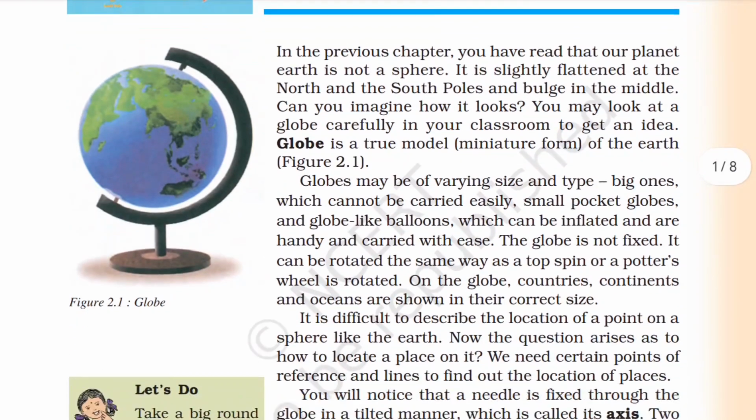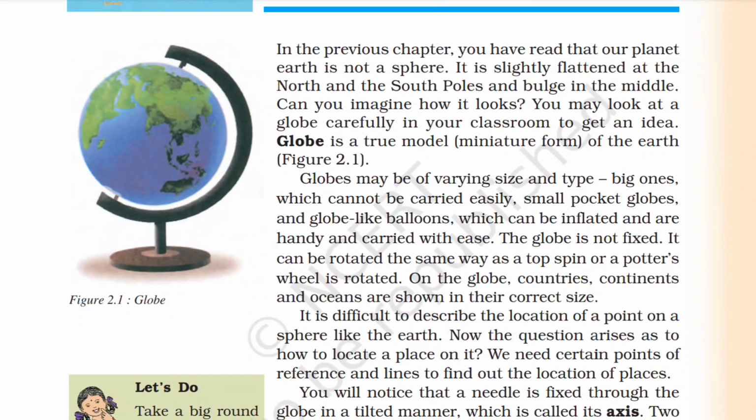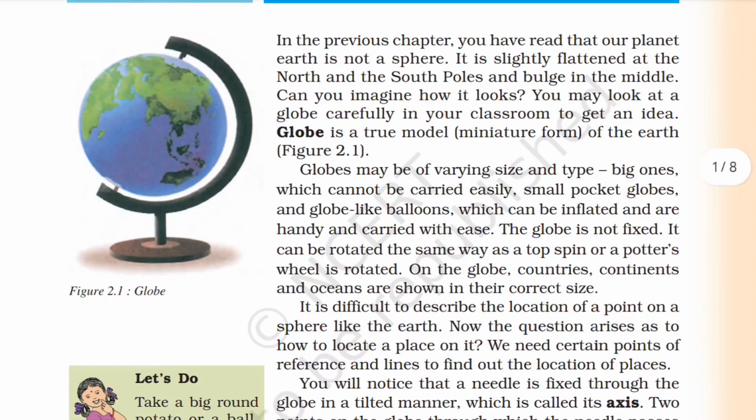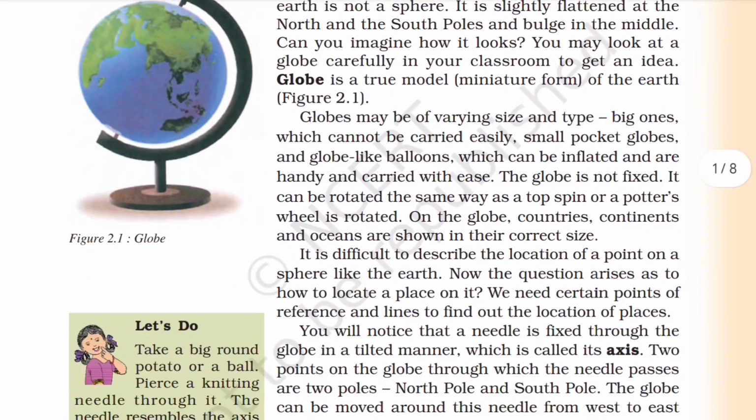Globes may be of varying size and type. Big ones which cannot be carried easily, small pocket globes, and globe-like balloons which can be inflated, are handy and carried with ease. The globe is not fixed, it can be rotated the same way as a top spin or potter's wheel is rotated. On the globe, countries, continents and oceans are shown in their correct size.